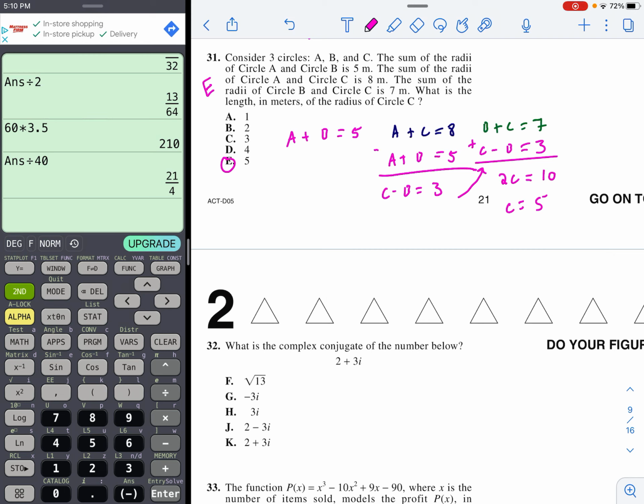Now, if you didn't plan it out or get that lucky, you might have to go replug these in to figure out what C is. For me, it just worked out to get C is equal to 5.